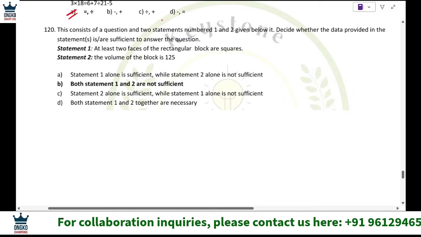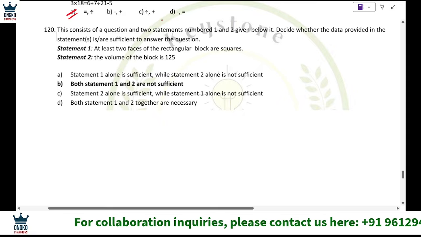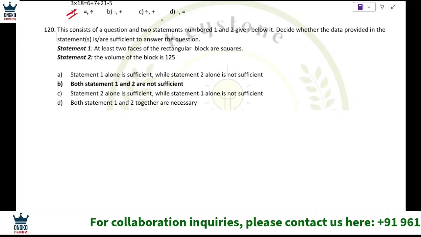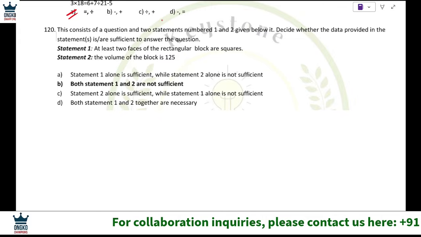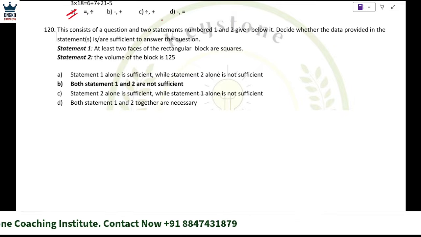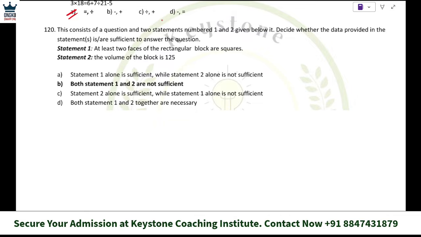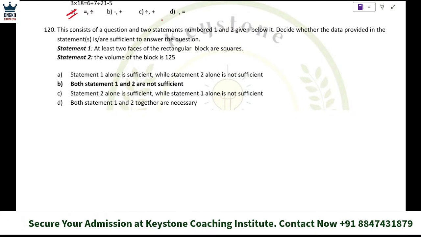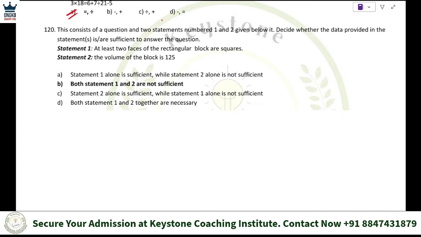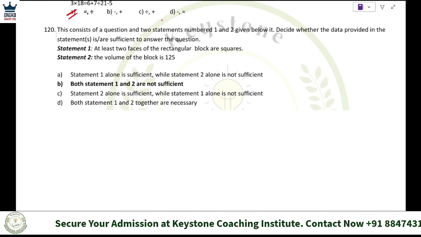Okay. So this question number 120 is a statement based question. It consists of a question and two statements, number 1 and 2, given below, and we decide whether the data provided in the statements is sufficient to answer the question. Statement 1: at least two faces of the rectangular block are square.